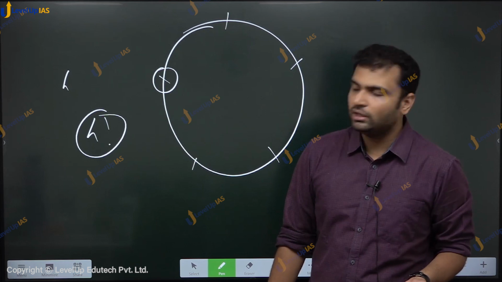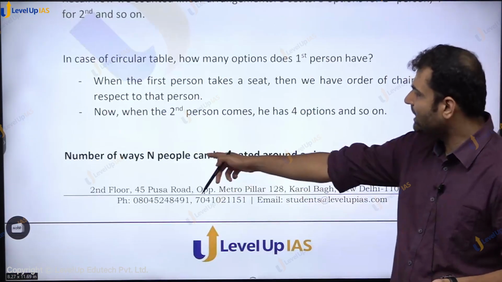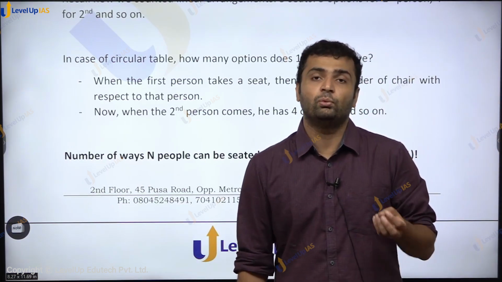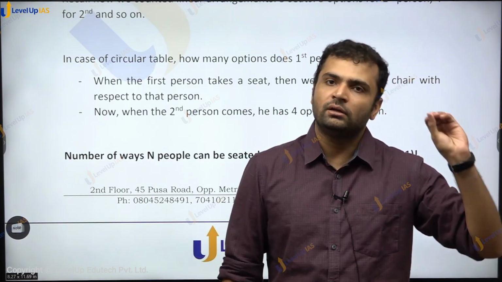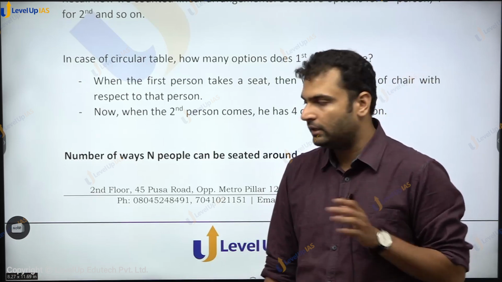That is how you have to solve circular arrangement wala question. The number of ways n people can be seated around a circular table is (n minus 1) factorial. Why? Because only when the first person sits does the order get defined. Before that there is no order, all chairs are identical. That is the idea.